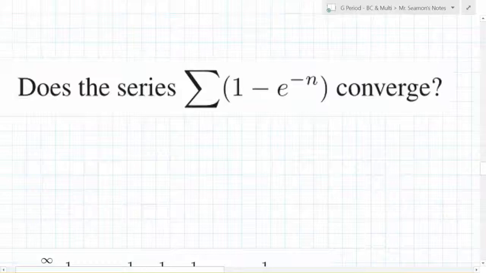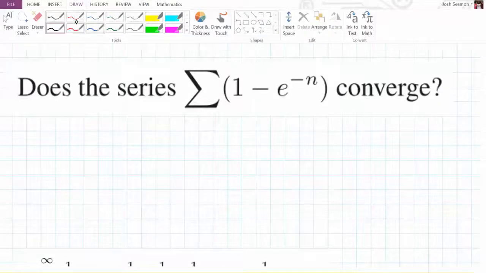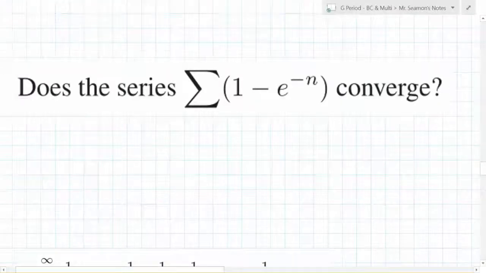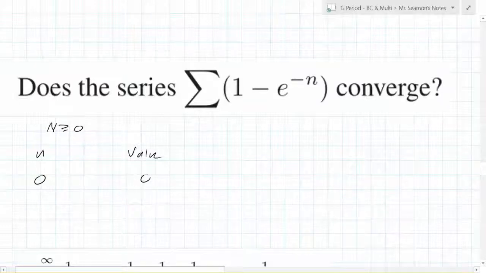What's the first term in this series? What's the first term in this sequence if we listed it? If you plug in 1, what is it? Well, let's say n is greater than or equal to 0. So if n is 0, what does it come out to be? 0. If n is 1, what does it come out to be? 1 minus 1 over e, right? And then if it's 2, what is it? 1 minus 1 over e squared.